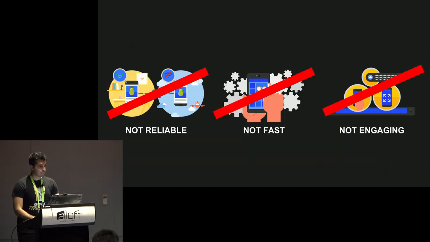So, in short, our application was not reliable because it didn't work offline. It wasn't fast because we weren't really caching anything. And it wasn't that engaging because we didn't prompt users to install our application. We didn't have the ability to push notifications. It didn't have the pretty colors in the nav bar, anything like that.